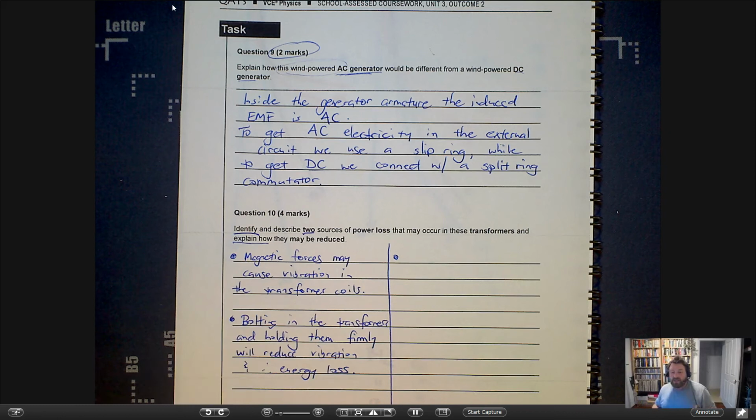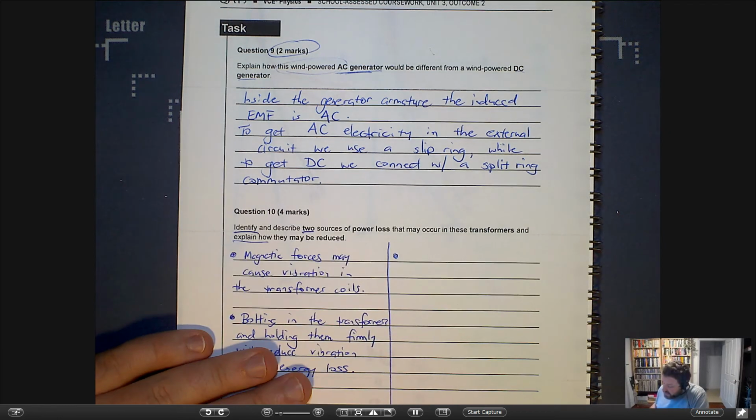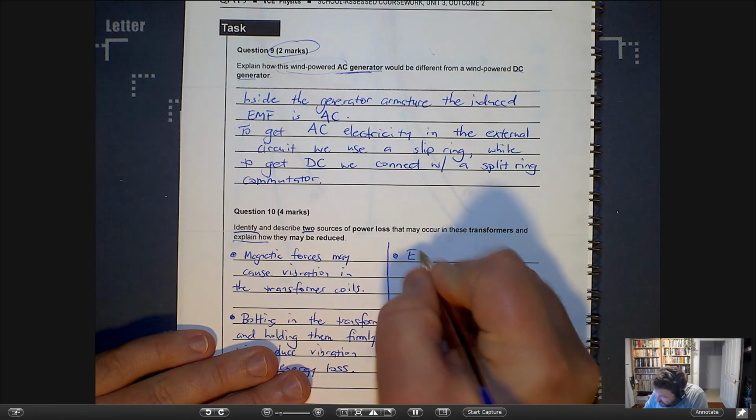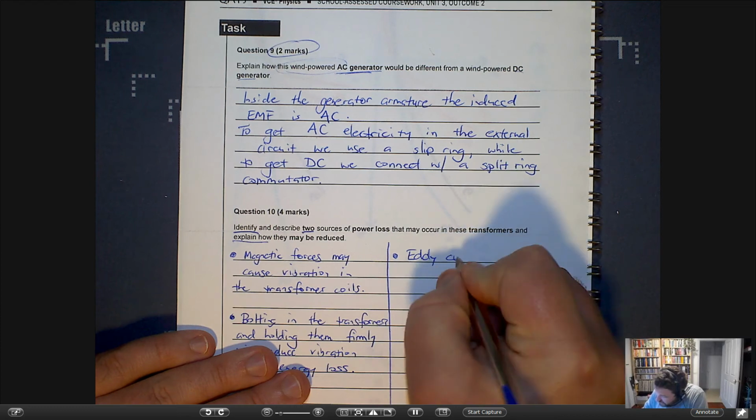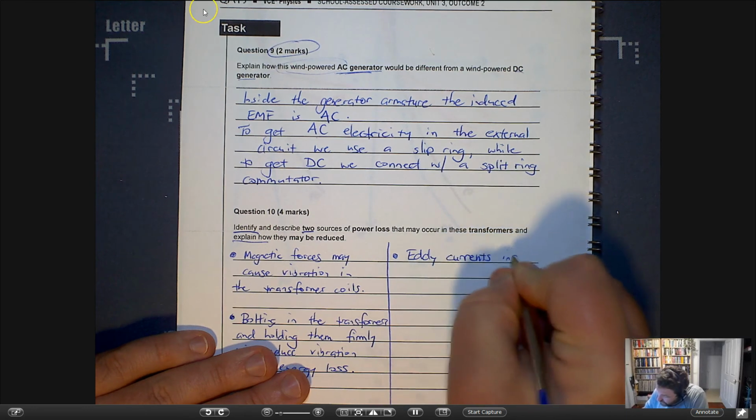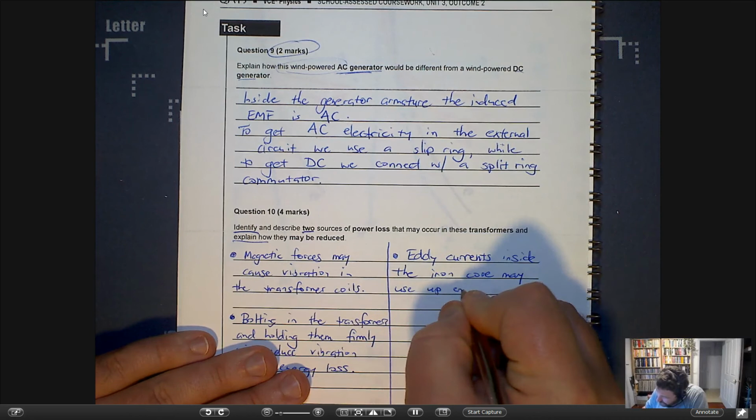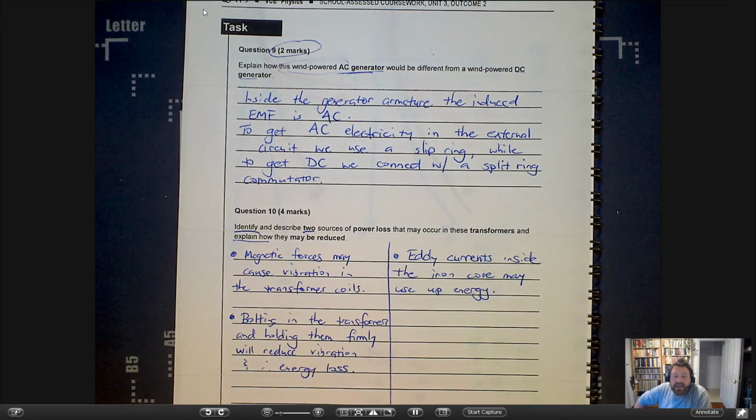When we get back to school, I'll show you a little bit more about eddy currents. So eddy currents inside the iron core, they're going to use up some of that electrical energy. How do we reduce them?